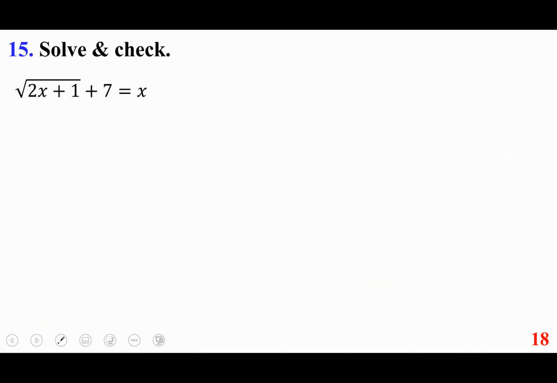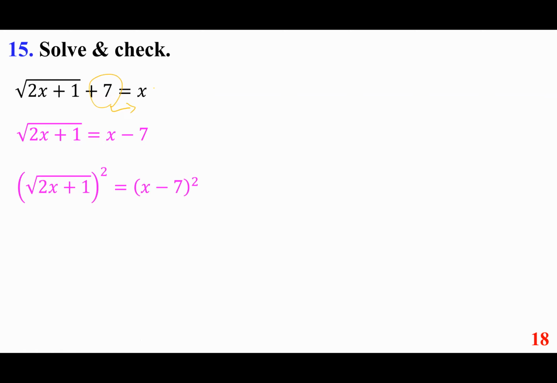I'm going to solve a radical or root equation. Again, the very first step is isolation. You're going to move the 7. So that means we're going to subtract. The next thing is to raise both sides to an appropriate power. Because the left side is a square root, we are going to square it. And so we're going to square both sides.